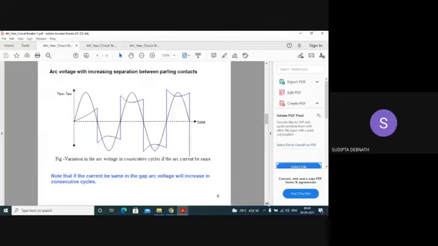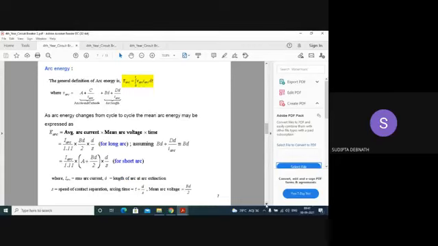Now, suppose the arc current remains constant. Actually, in actual practice, arc current does not remain constant. Arc current gradually becomes zero, and only then can we say the arc has extinguished. But if we assume that somehow the arc current is kept constant, then this voltage in every cycle will go on increasing, because the resistance will increase.